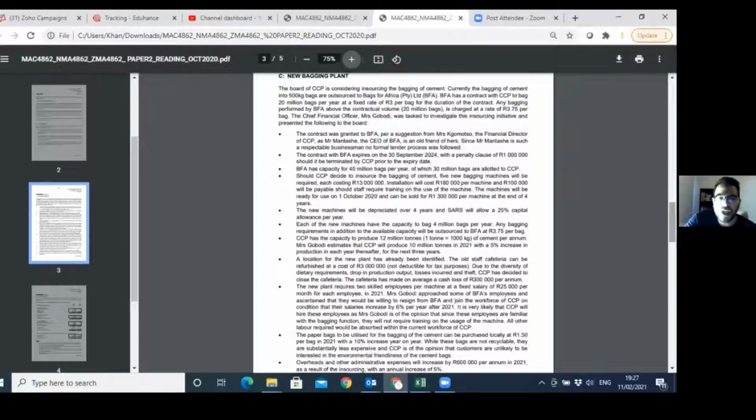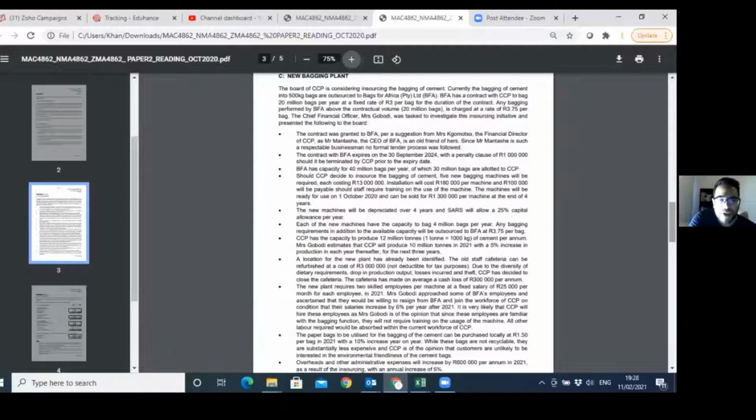The contract with Bags for Africa expires on 30th September 2024 with a penalty clause of 1 million Rand should it be terminated by CCP prior to the expiry date. So we need to see where we are. Remember, I told you in the WACC lesson that in financial management, we must always have a reference point. And particularly, we must have a reference point for WACC, capital budgeting, and valuations. So we need to now see what is our reference point, what date are we working with, because we can see there is a penalty clause if we must cancel early.